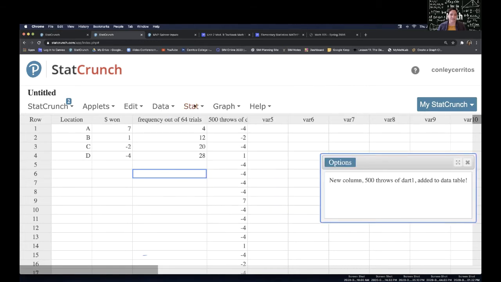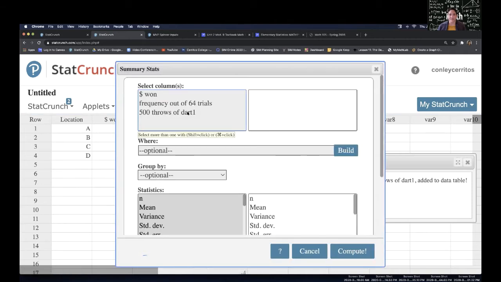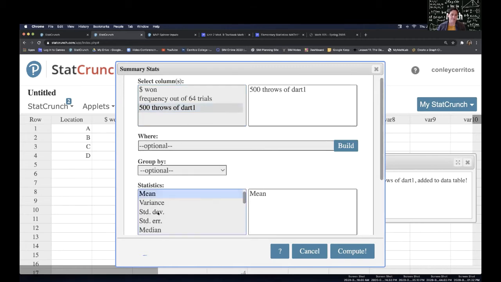But let's see what else we can do. Let's go through the summary stats. For our column, we can get our 500 throws of the dart and get our mean and our standard deviation for that. Again, we're going to use standard deviation here because this is a sample of 500 throws.